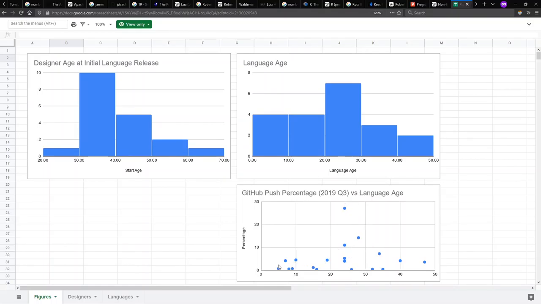In this scatter plot, I did a y-axis of the percentage of pushes during Q3 of 2019 from the GitHub statistics on the GitHub website. And I was curious if there was any kind of obvious correlation here. I don't see any obvious correlation between age of language and the popularity of it, except again that we happen to have this lump here in the 20 to 30 age range of popular languages. And I'm not sure if that means anything or not, but I find it interesting still.